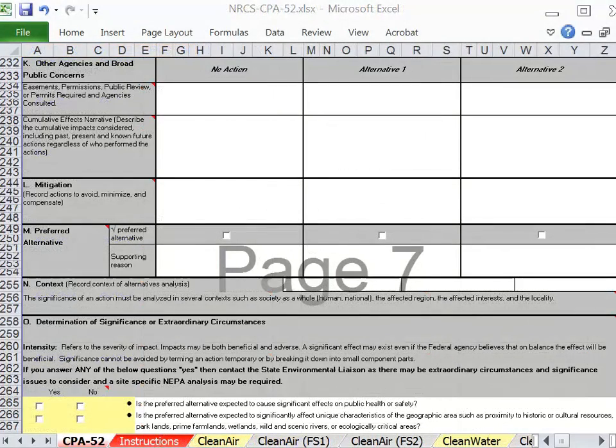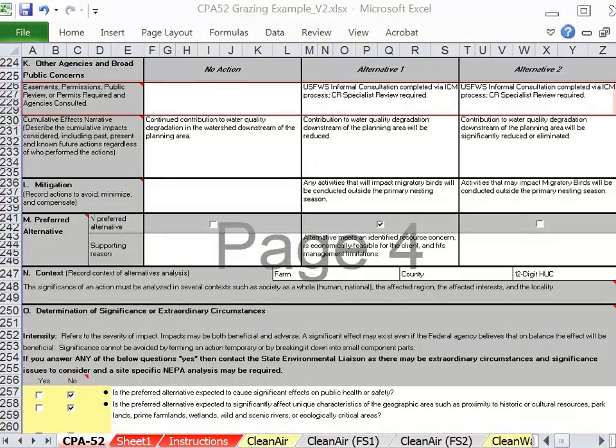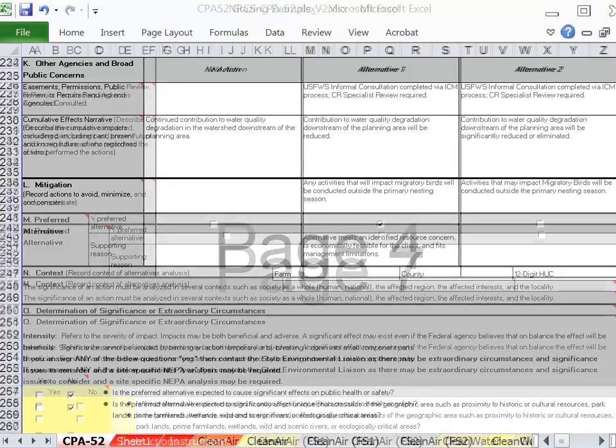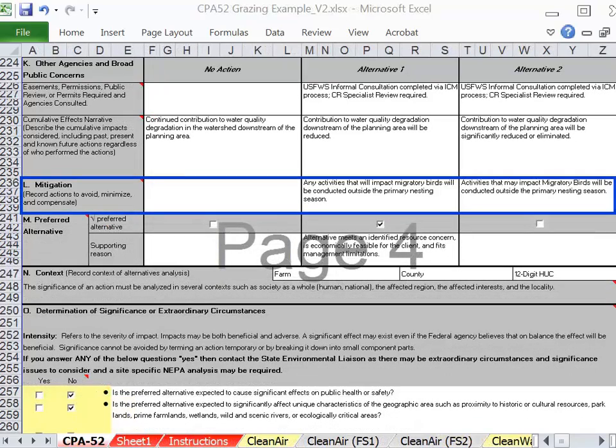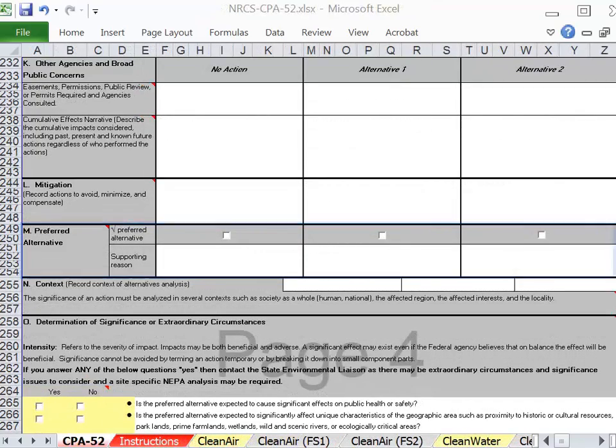In section K, Other Agencies and Broad Public Concerns, alternatives were further evaluated for any necessary easements, permissions, or permits. Additionally, cumulative effects were considered for the impacts on the environment resulting from the incremental impacts of past, present, and foreseeable future action. In section L, Mitigation, mitigation measures to offset any adverse impacts and not already incorporated in the alternatives were documented. In section M, Preferred Alternative, the client selects an alternative.